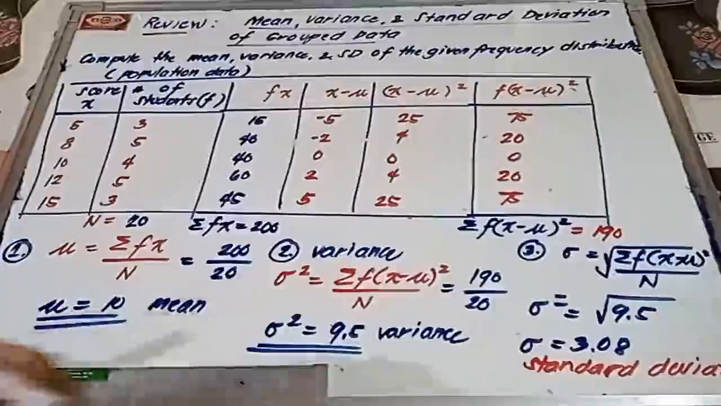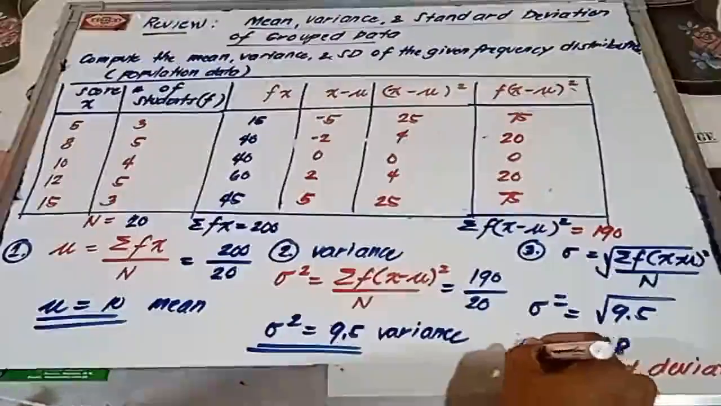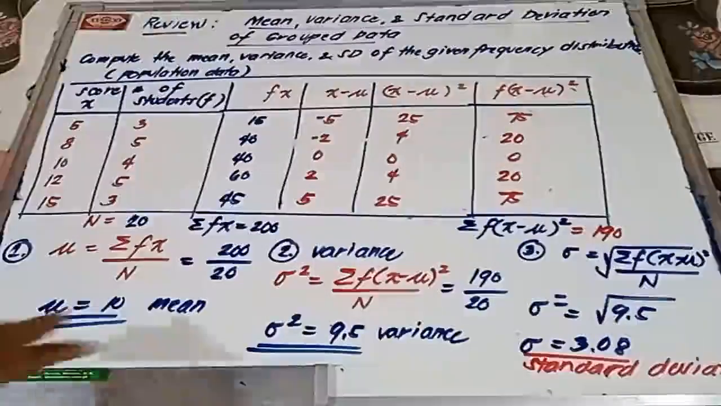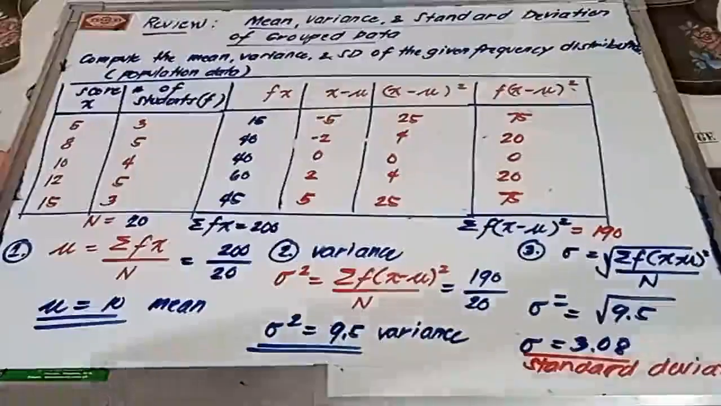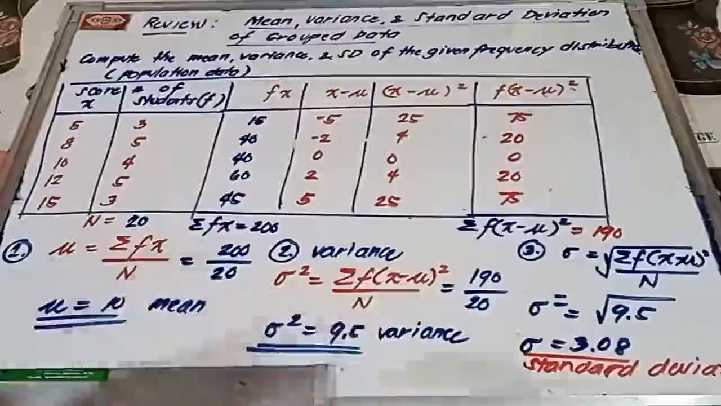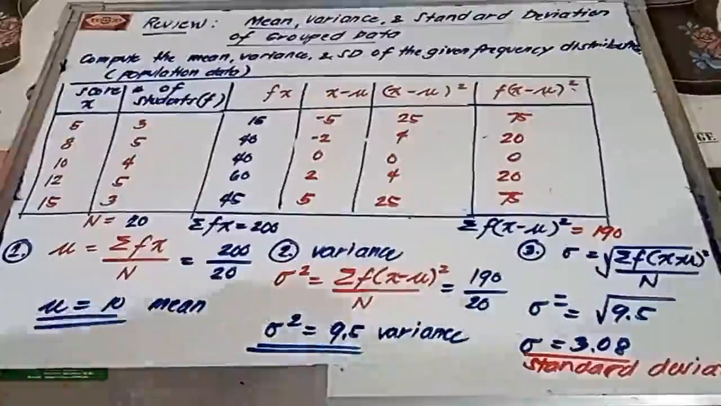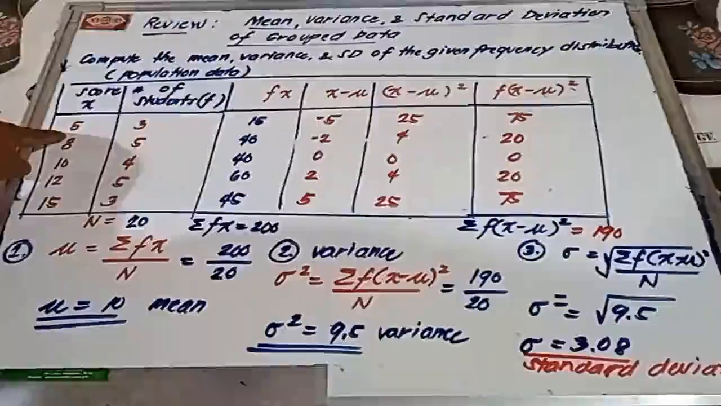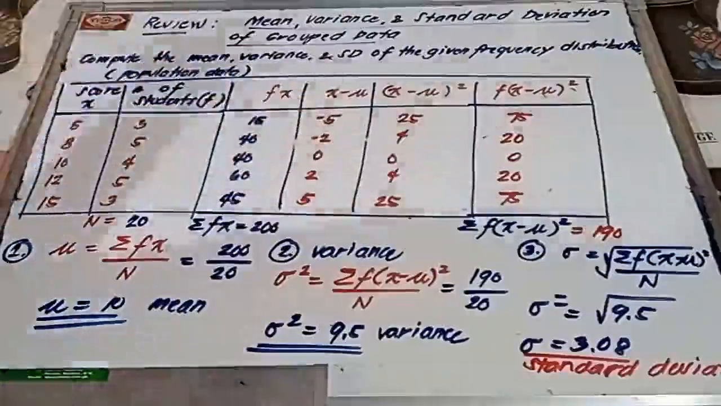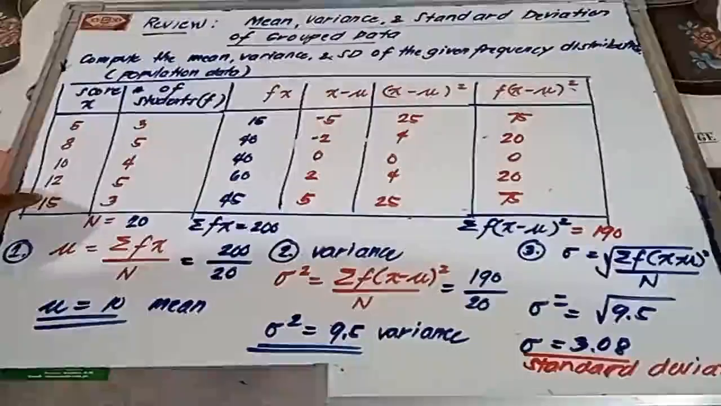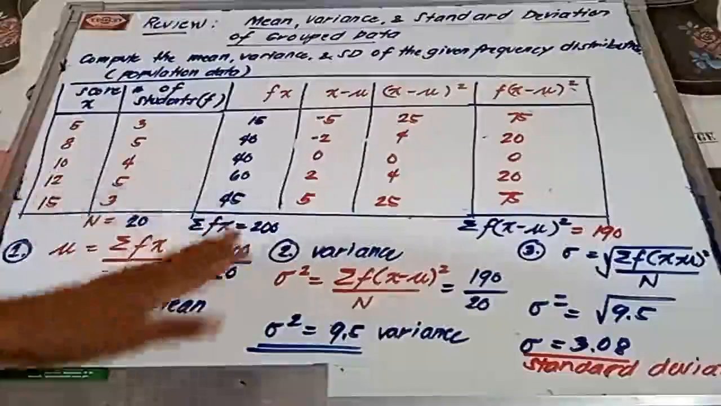So na-compute na natin yung mean, variance, and standard deviation. Ibig sabihin nun? Ibig sabihin nun na yung ating 3.08 na standard deviation, at an average, yung ating pong mga scores ay nagdi-disperse by 3.08 from the mean. Like for example, ito. Ang dispersion ni score na 5 from the center is 5 units lower. And 15 ay nag-deviate from the center by 5 units to the right.